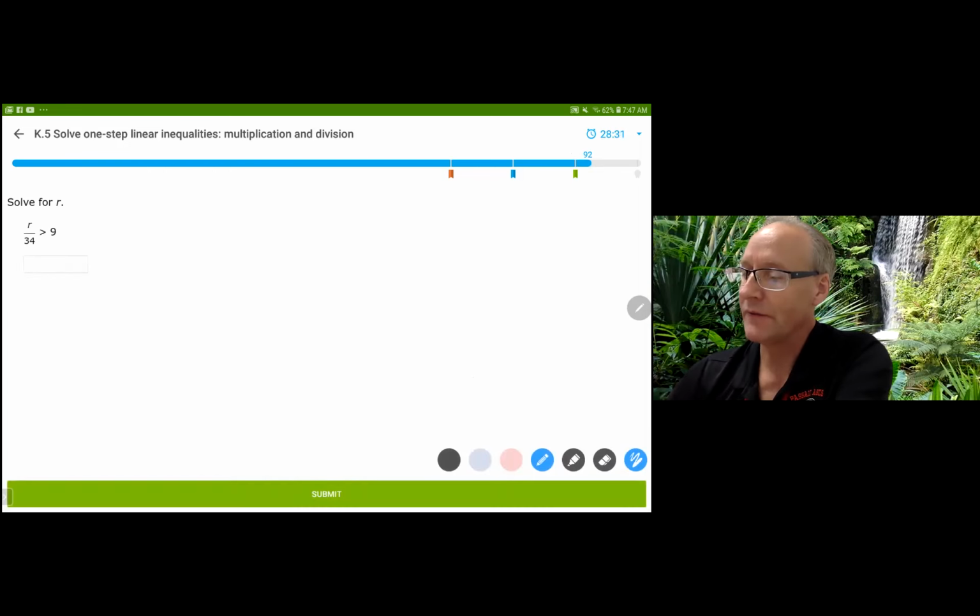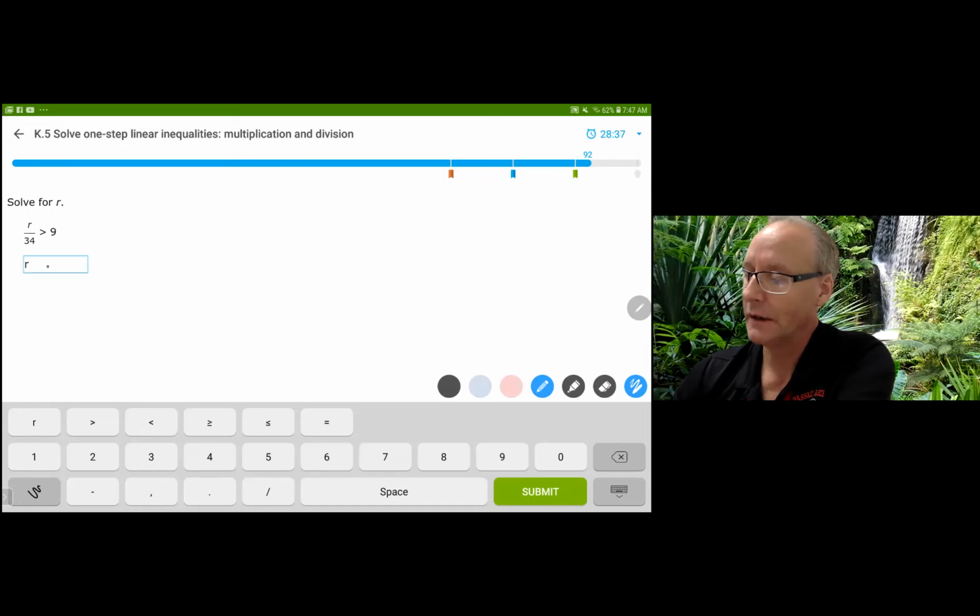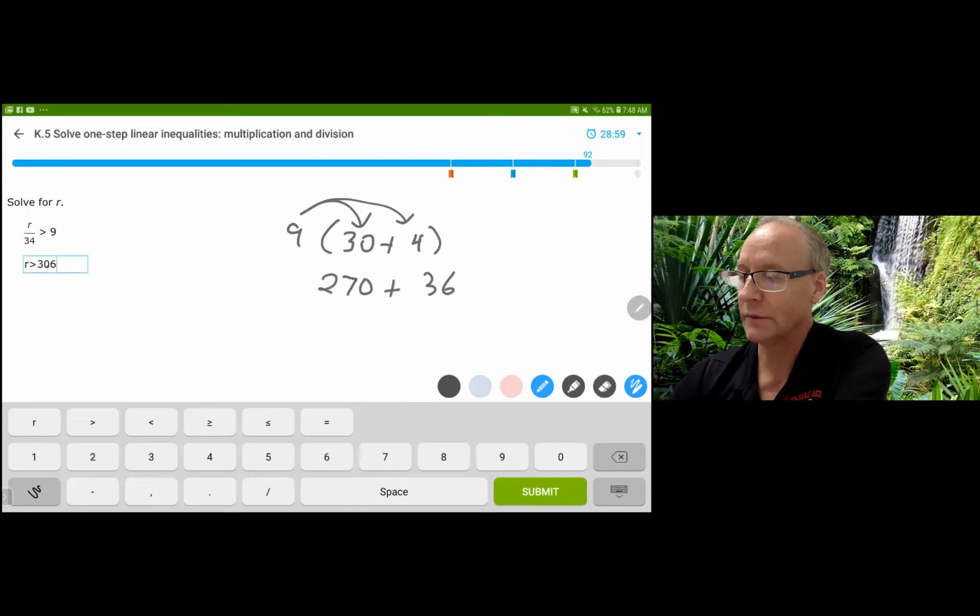And we're going to multiply by 34 on both sides. Shall I do it in my head? Yes, I am going to trust myself. R is greater than, I'm talking about 270 plus 36, which is 306. What I did, just so you can see it, is I'm multiplying by 30 plus 4. So that's why I added the 270 plus the 36, and that gives me my 306.